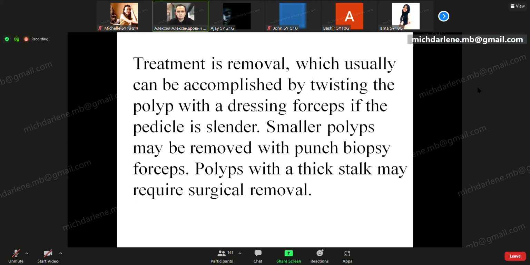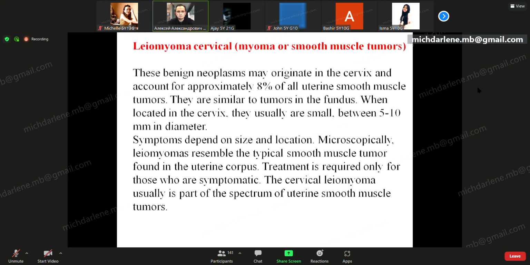What else? There could be such a rare condition like leiomyoma. I said already that myoma is a benign pathology, a benign growth of the smooth muscle. A concentration of smooth muscle inside the cervix is not so serious. And as a result, sometimes we can meet it, but not so often, like in the case of myoma of the uterus.